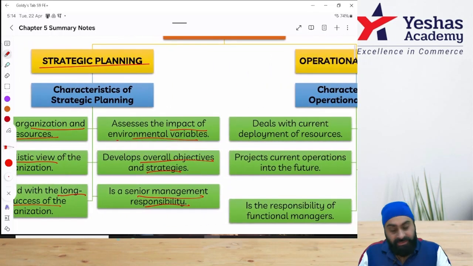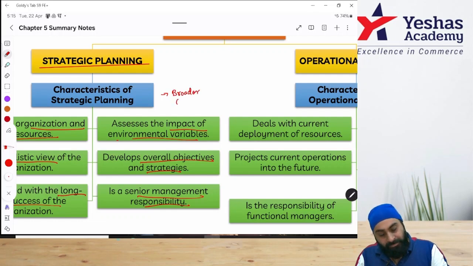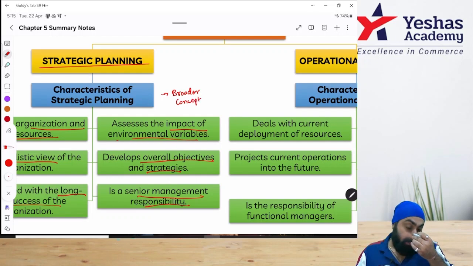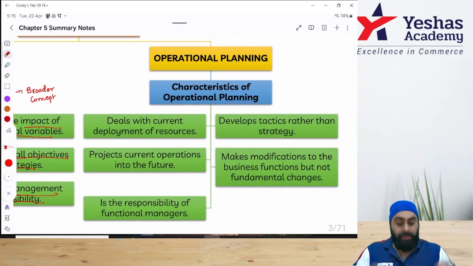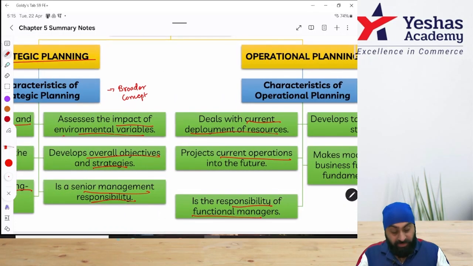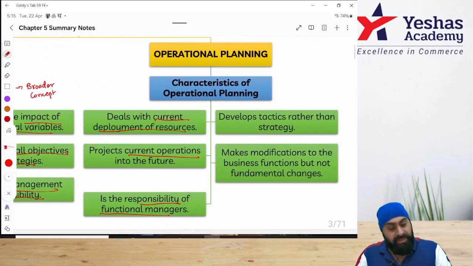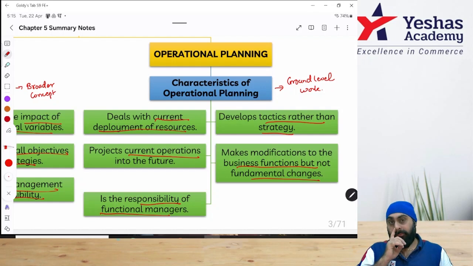So, strategic planning is a broader concept. Operational planning. When we talk about operational planning, we're talking about dealing with current deployment of resources. We're talking about current operations. We're talking about the responsibility of the functional manager. Here we were talking about corporate level, senior management. Here we're talking about functional level, and tactics rather than strategy. Make modifications to business functions but not fundamental changes. Here we are talking about ground level work.